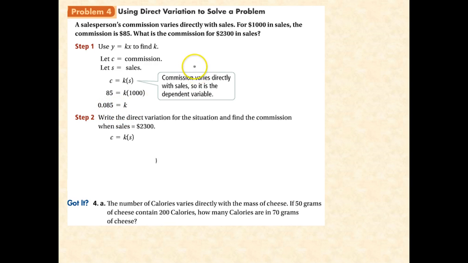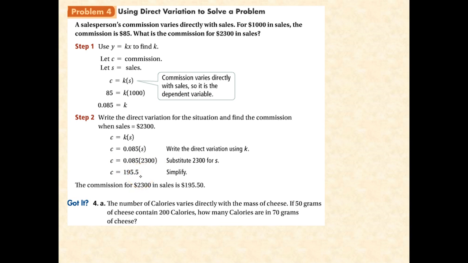Now we can use that, plug in for k here. We know the constant of variation now. And now we can find out any commission for any number of sales. But the sales we want is 2,300. So now we just need to do 0.085 times 2,300. And the commission is $195.50. Pause the video, try this problem, and push play when you're ready to see it solved.